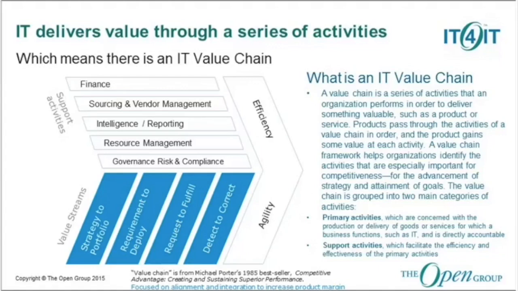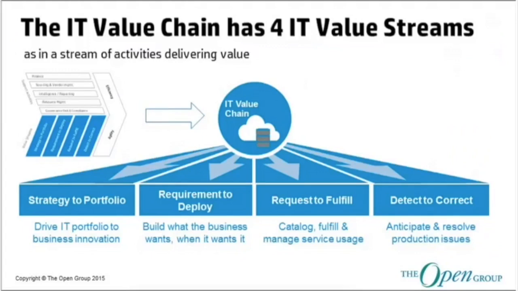If we dive into that in a bit more detail, we have these four value streams that together make up IT. The first one, strategy to portfolio, is where you drive the portfolio of IT. You figure out what kind of business innovation IT should support, and make sure you have all the right strategies and prioritization in place to do the right thing in IT. That's also where, at the end of the day, you have the end-to-end reporting of the state of the world, the state of IT.